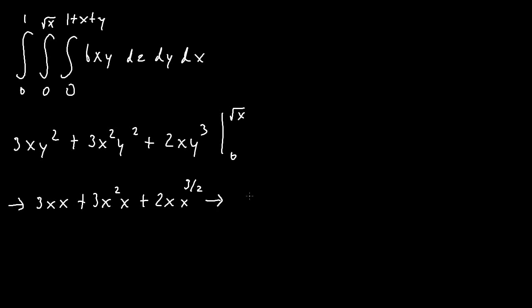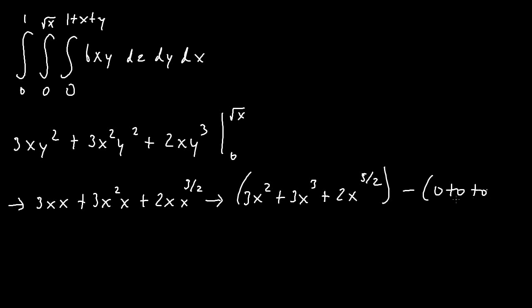So then when I simplify, we'll get 3x squared plus 3x cubed, and then plus 2x to the first times x to the 3 halves. We just add the powers, which is x to the 5 halves. So then minus, when we plug in 0 for the y bound, we'll get 0 plus 0 plus 0, so that will just cancel. So we'll end up getting 3x squared plus 3x cubed, and then plus 2x to the 5 halves power.